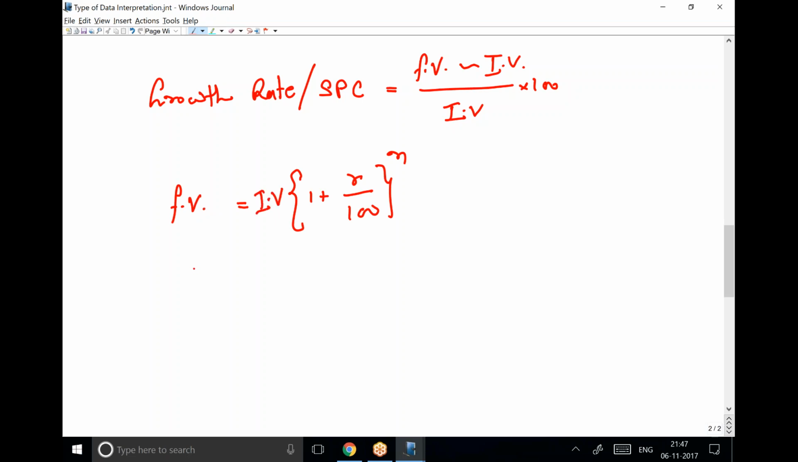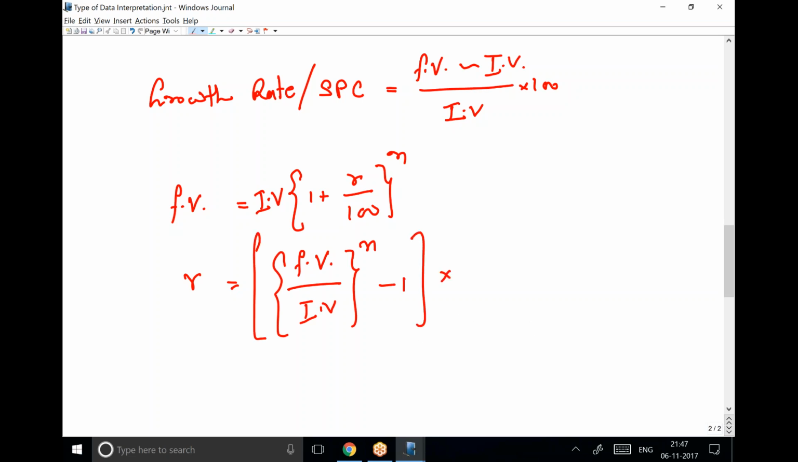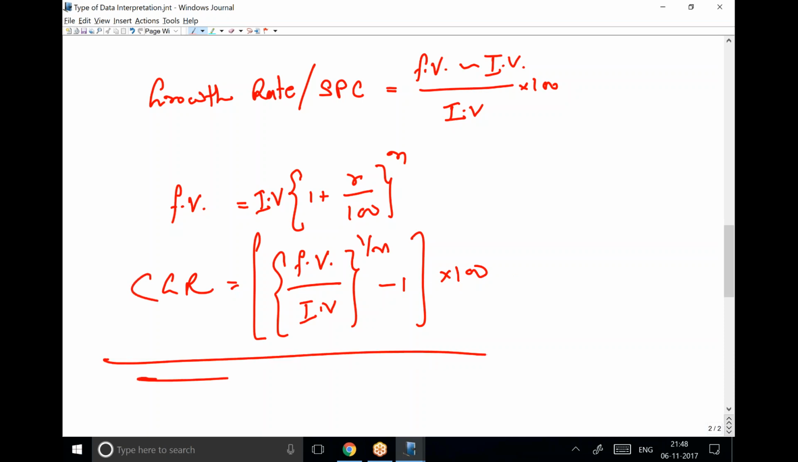So from here we can find out r is equal to (final value divided by initial value) to the power 1 upon n, minus 1, into 100. This r we generally call the compound annual growth rate. Sorry, this is not n, this is 1 upon n. When they are saying annually, you have to use the number of years. Otherwise, if they're looking only for compound growth rate, then this is called compound growth rate.